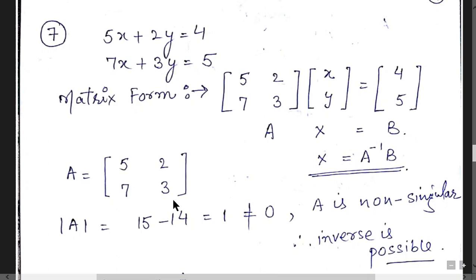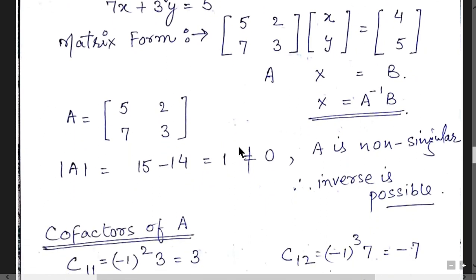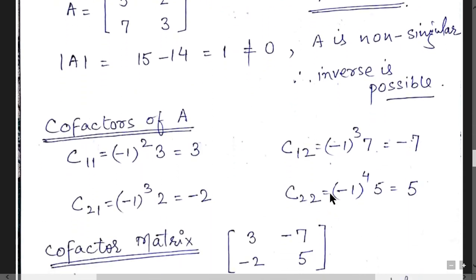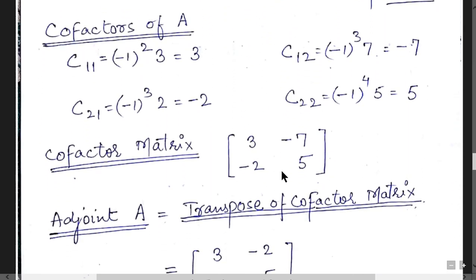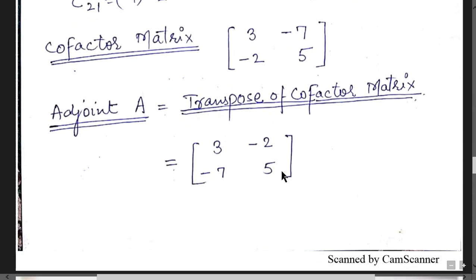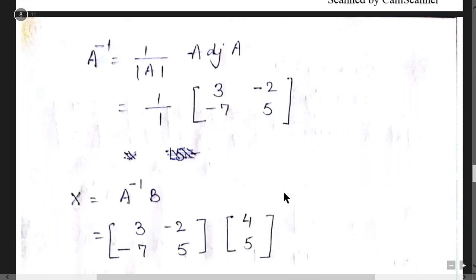Value of A is 5, 2, 7, 3. Then the determinant of A, this value is non-zero. It means inverse is possible. Then calculate cofactors. Then the cofactor matrix. Then write the adjoint of A, that is the transpose of the cofactor matrix. Then write the inverse. Now multiply inverse with B.